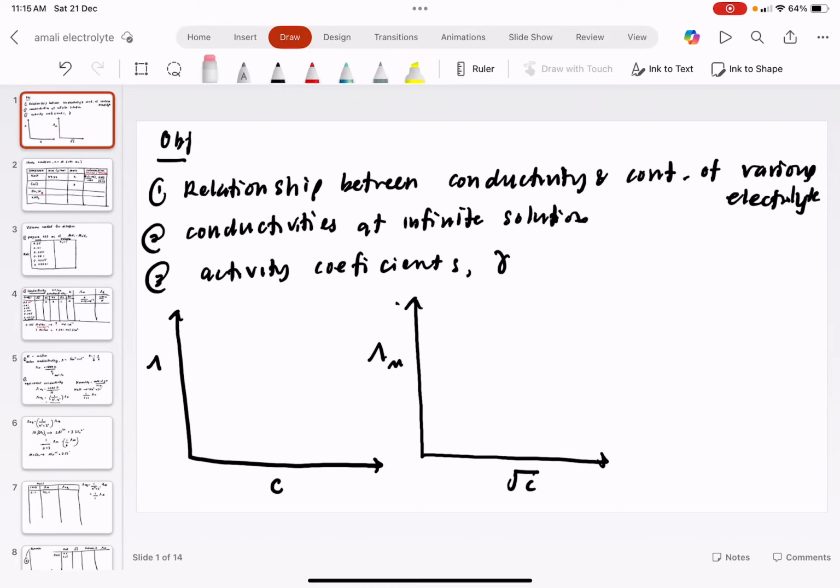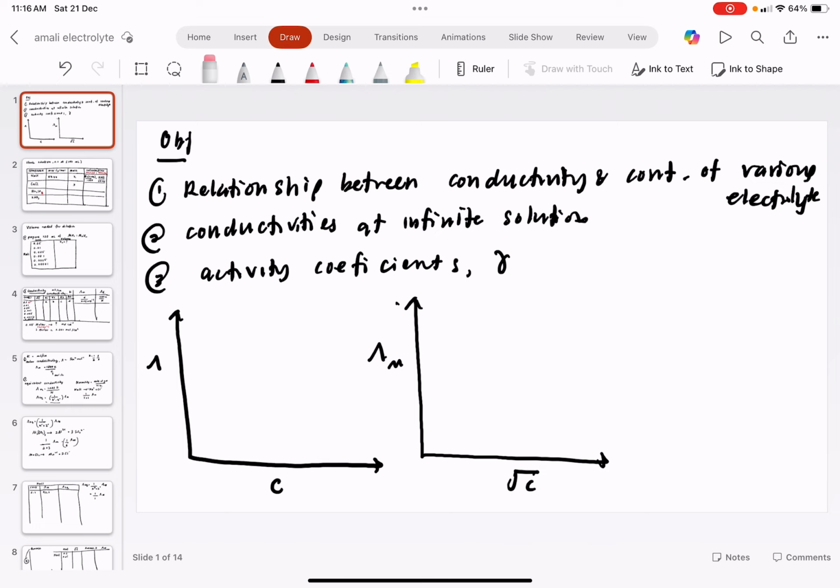Okay, so in this video, I want to tell you how you can come up with the result and also discussion for the practical under the title measuring the conductivity for the strong electrolyte. So if you look at the objective for this practical, it is to relate the conductivity and also concentration of various electrolytes, and also to measure the conductivities at infinite dilution, and last to measure the activity coefficients of the electrolytes at the different concentrations.